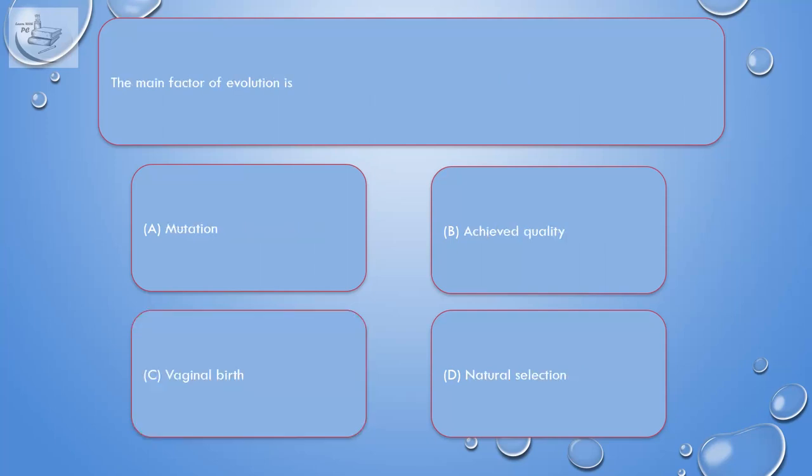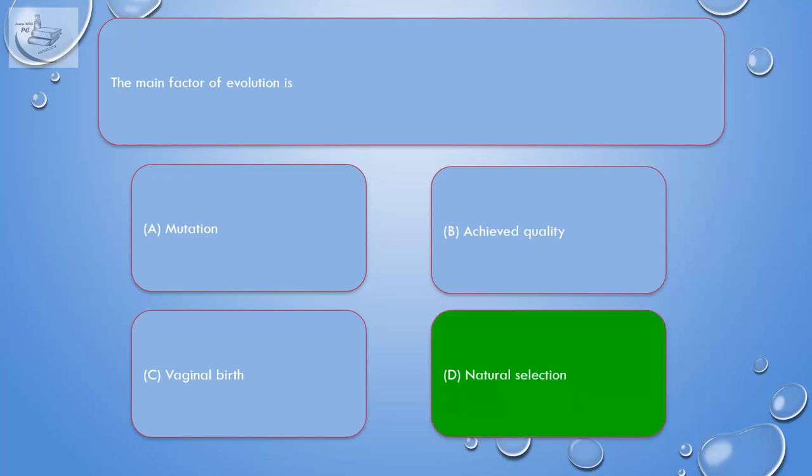Question: The main factor of evolution is A. Mutation, B. Acquired quality, C. Vaginal birth, D. Natural selection. Correct answer is D. Natural selection.